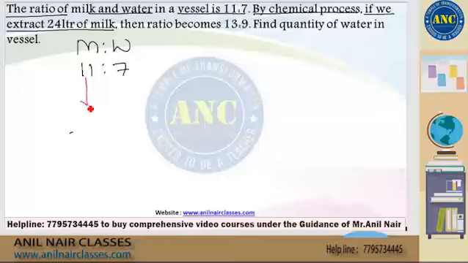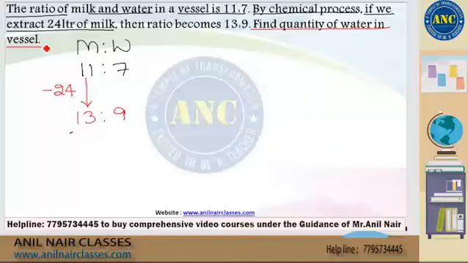That means by some process called chemical process, I will take out 24 liters of milk. Because I am taking out 24 liters of milk, the new ratio becomes 13:9. Find the quantity of water in the vessel. Now see here, again same logic. In the previous cases I was adding milk or adding water. Now I am subtracting milk or water. It really does not make any difference, sir.